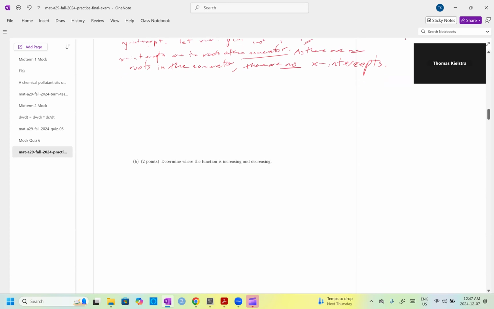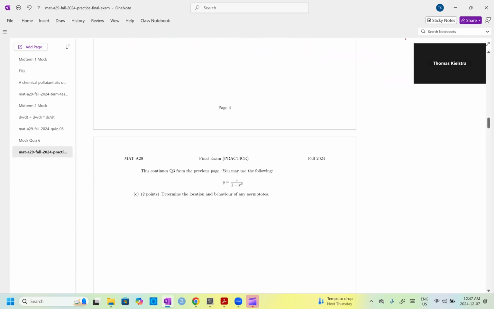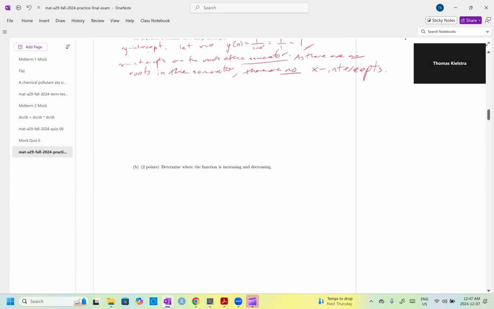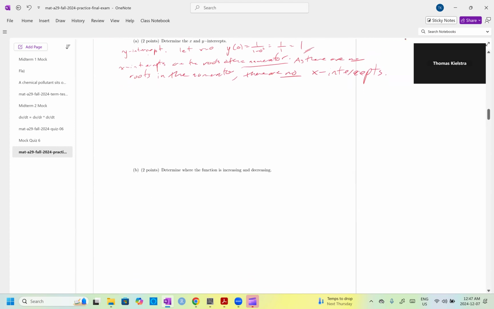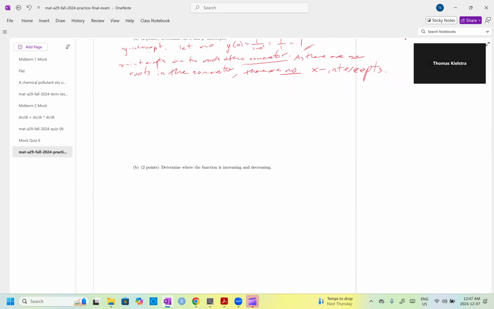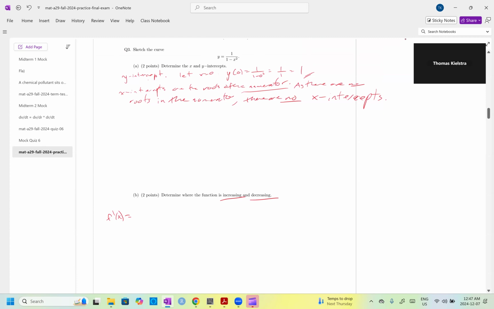Now, it doesn't ask about any asymptotes at this point. It might look for asymptotes later. Well, it does, but for now, that's all it is. X-intercepts, y-intercepts. Now, determine where the function's increasing and decreasing. To determine where the function is increasing and decreasing, I need to look at f prime of x. I need to look at the sign of f prime of x, or the derivative, or y prime.